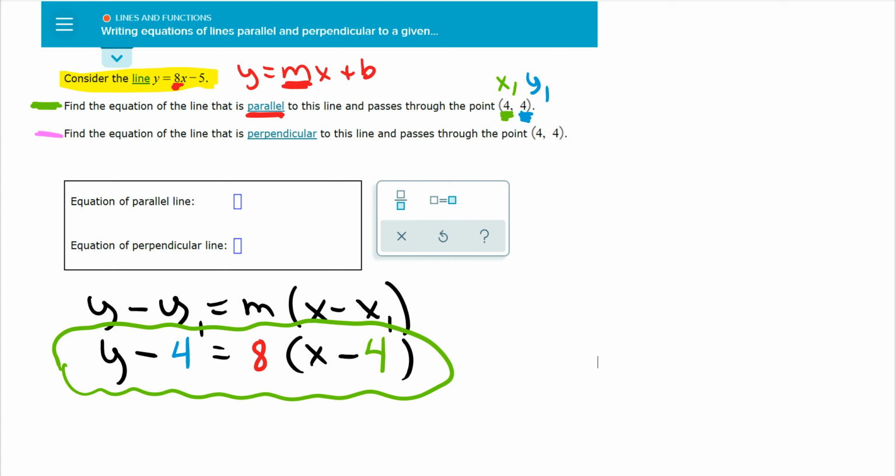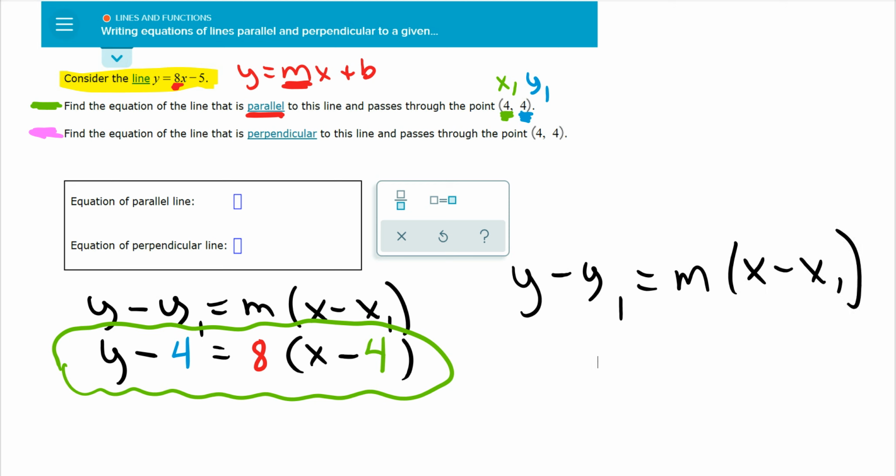And now I'm going to do this one, and I'm going to use the exact same formula, y minus y sub 1 equals m times x minus x sub 1. And they're telling me that my x coordinate is a 4. That's x sub 1. So that's going to go here. And then it's y minus the y coordinate is this 4. That's my y sub 1. So that'll go there. And the only thing I'm missing is the slope.